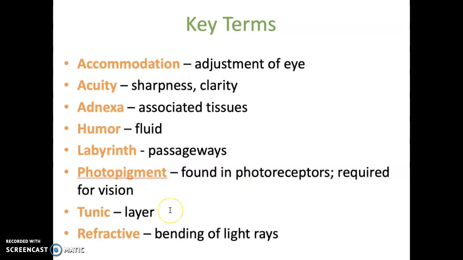Remember, a tunic refers to a layer of tissue. These are layers of tissue in the eye. And the term refractive refers to the ability to bend light rays as they pass from one type of matter to another.